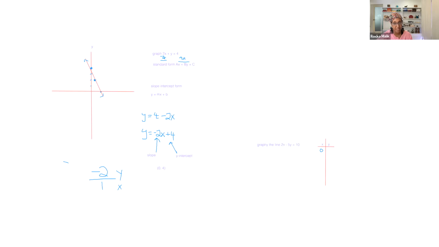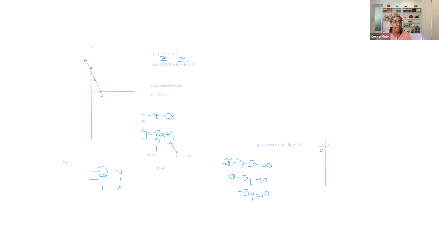Then we plug X in as 0 into the equation. So 2 times 0 minus 5y equals 10. So 2 times 0 is 0, minus 5y equals 10. So I have minus 5y equals 10.